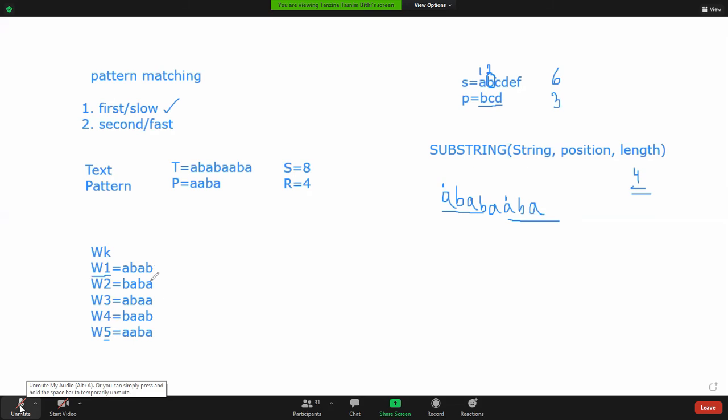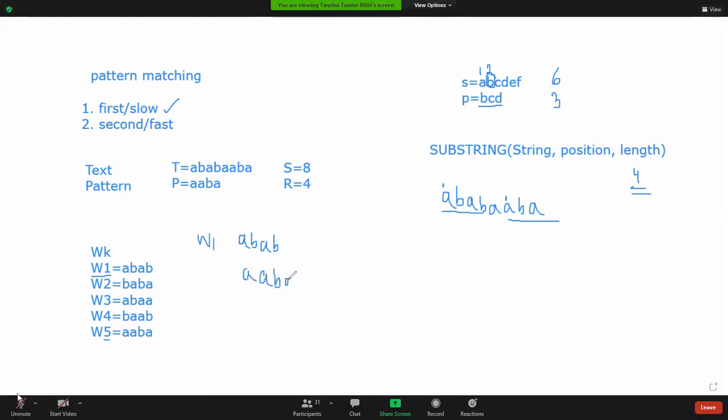And what is the next step? Now we have to take each of these substrings. The first substring is A, B, A, B. Okay, and now we have to compare all the characters of the substrings with all the characters of the pattern. This is our first substring W1, and the pattern is A, A, B, A.